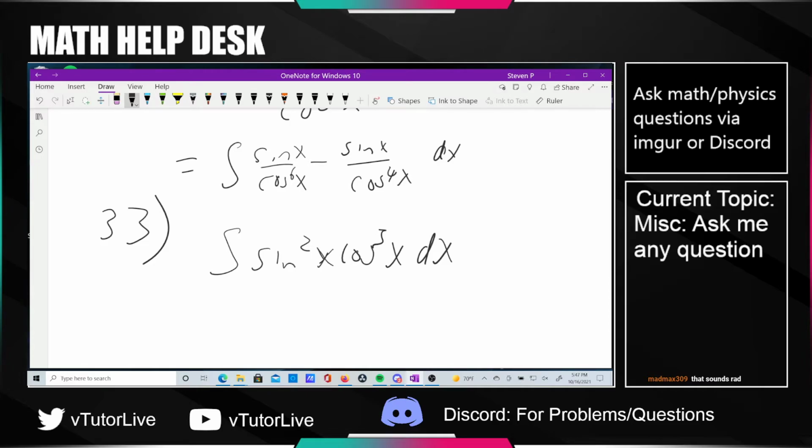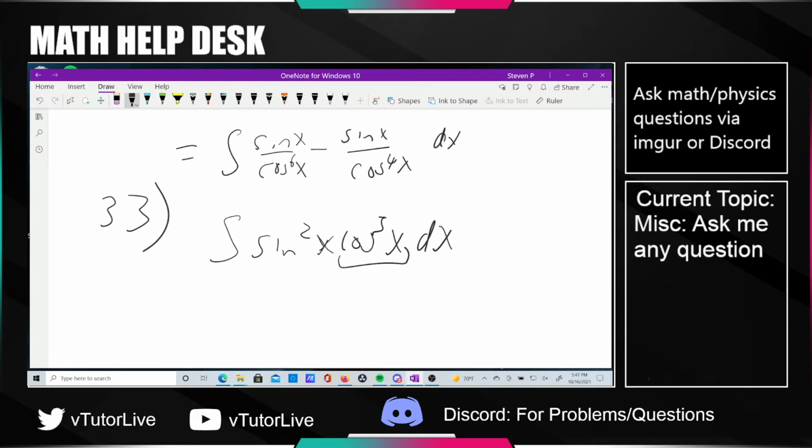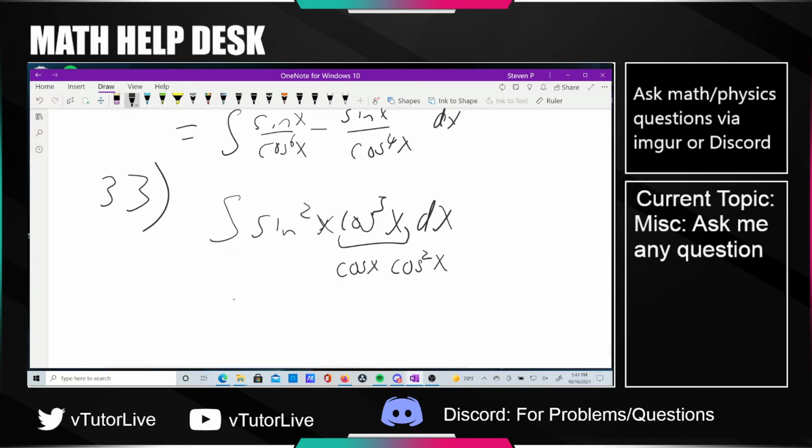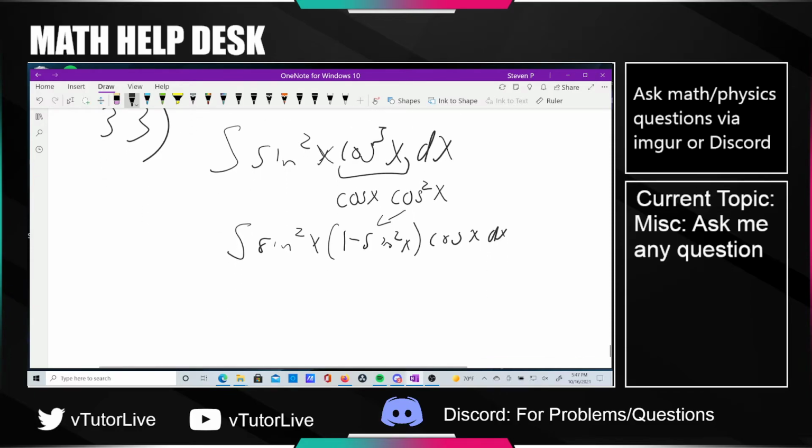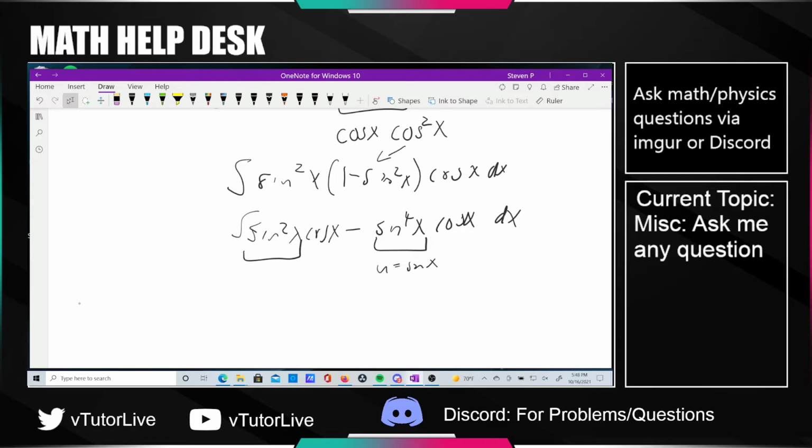Okay, sine squared of x cosine cubed of x dx. I would say just do exactly what we've been doing, right? My favorite way to do this is to split the cosine into two parts, cosine to the first and cosine squared, so that we get sine squared of x times 1 minus sine squared, times cosine of x dx, right? At this point, we've seen so many examples. This turns into sine squared x cosine x minus sine to the fourth x cosine x. We've seen this so many times. Let sine of x be u, and you're golden.